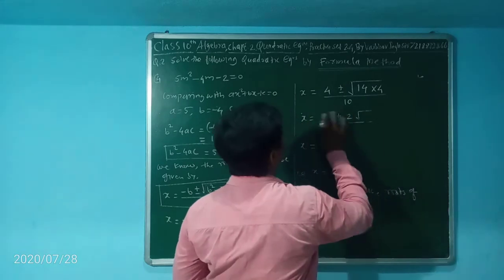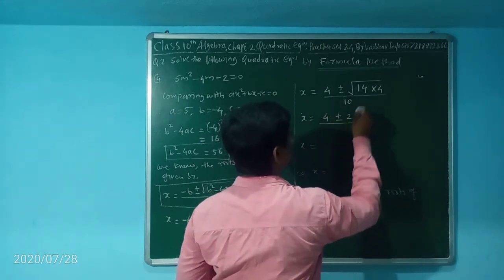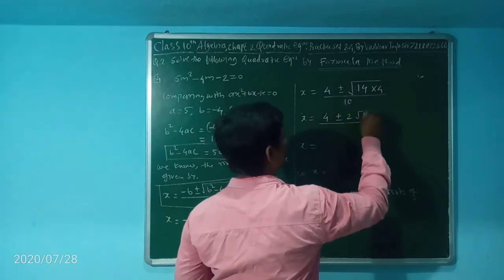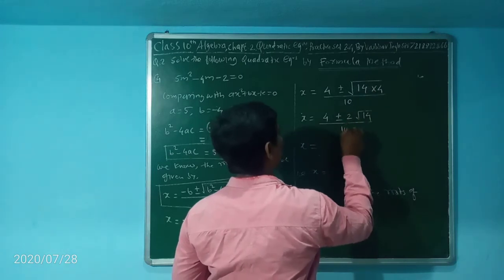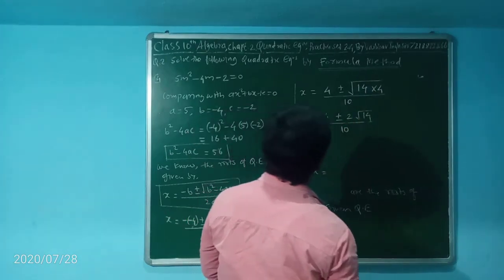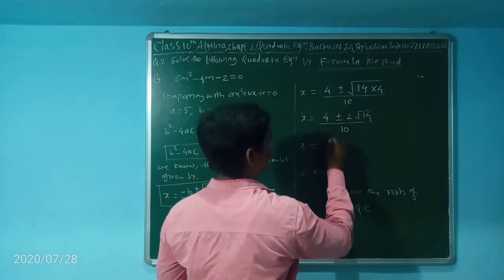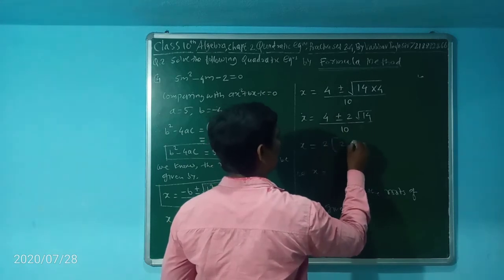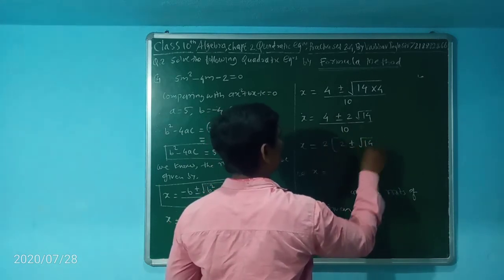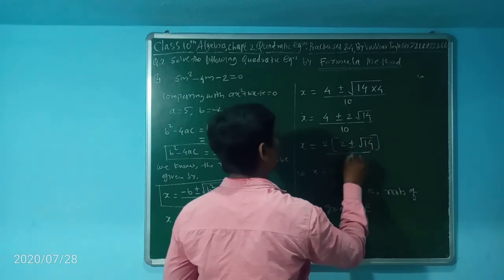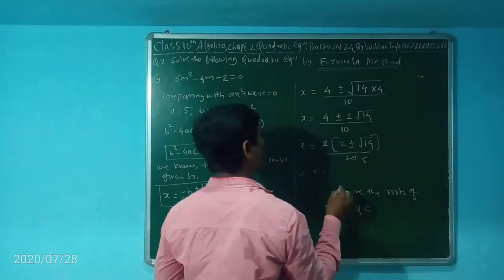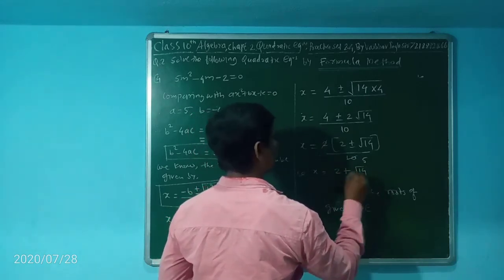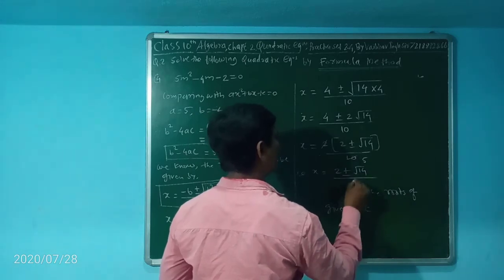So now here I'm taking 4 out of the square root, so square root of 4 is 2. This 14 will remain as it is, divided by 10. So again, now you can take 2 as common from both the terms. If you take 2 as common, here will remain 2 and this square root 14 as it is, divided by 10. So this 10 will get cancelled with 2, 2 5s are 10, that will be 2 plus minus under root 14 by 5.